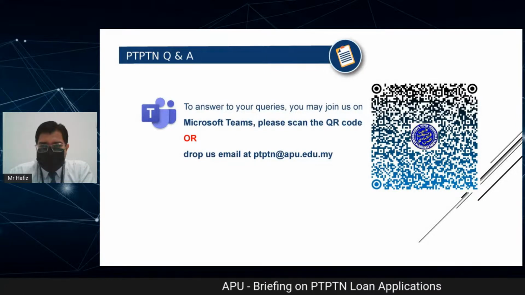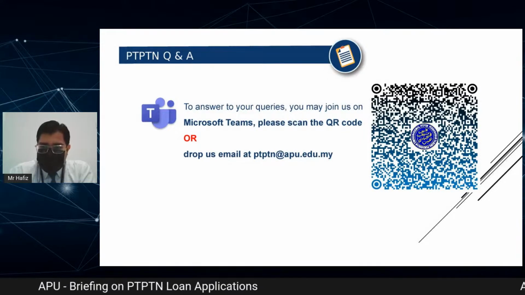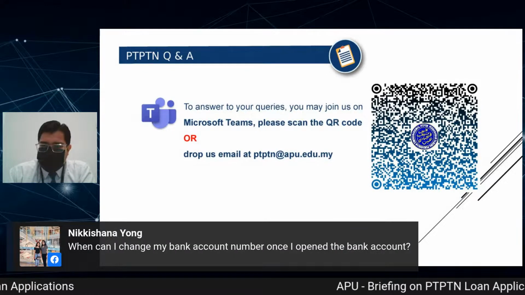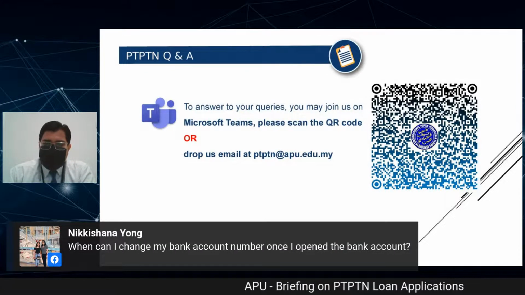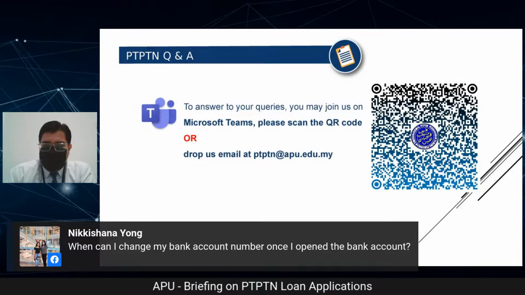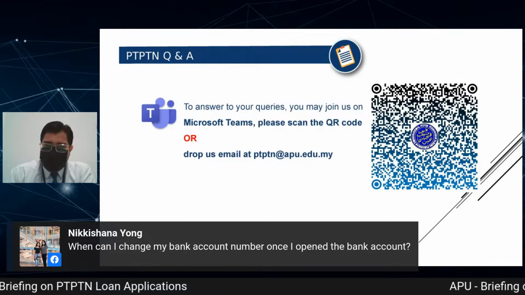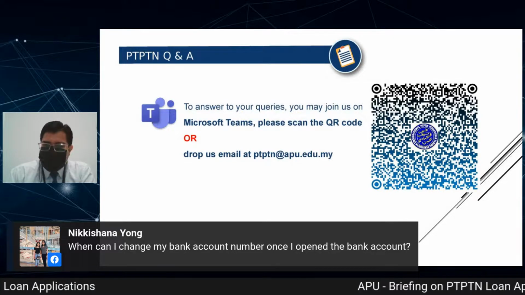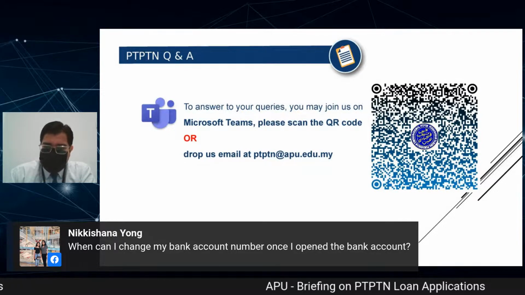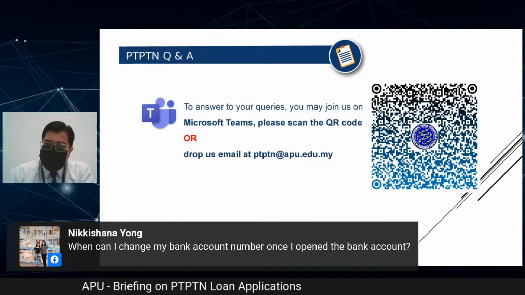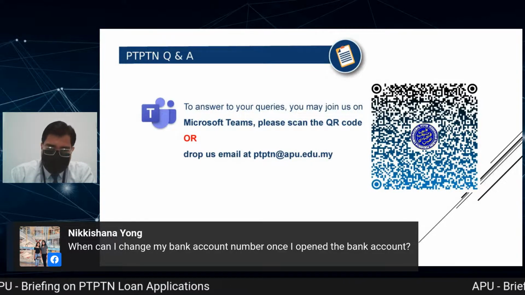No problem, David Hugh. Okay, another question: Nikki Shana Yong asks, when can I change my bank account number once I open the bank account? Let's say when you are submitting the online application and you are not able to create the account, it's okay. Like I have mentioned, you write 10 digits of zero during the online application, to make sure that you are able to submit before the deadline of the online application.